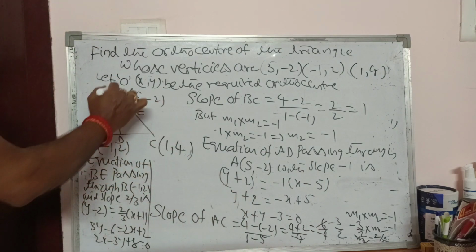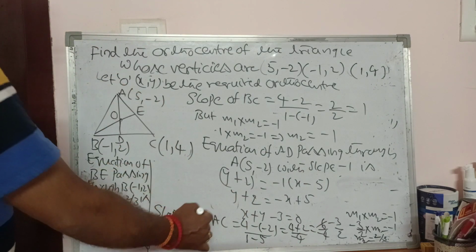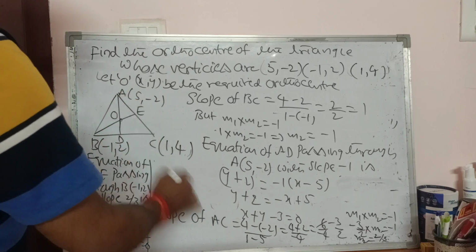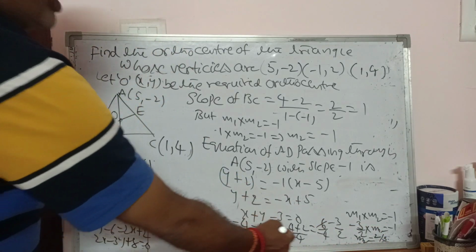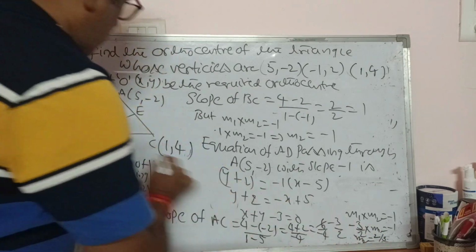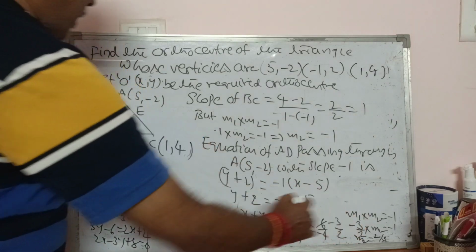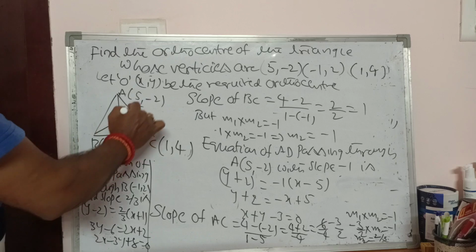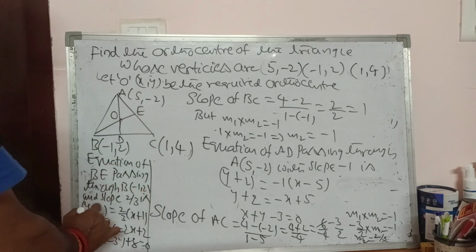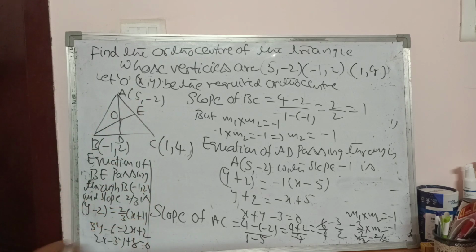Similarly, BE is perpendicular to AC. Slope of AC is equal to 2 by 3. M1 is minus 3 by 2. Slope of BE is 2 by 3. Therefore, the equation of BE passing through B having the slope 2 by 3 is y minus y1 is equal to m into x minus x1. Y minus 2 is equal to 2 by 3 into x plus 1. Therefore, on simplifying this, we will get 2x minus 3y plus 8 is equal to 0.